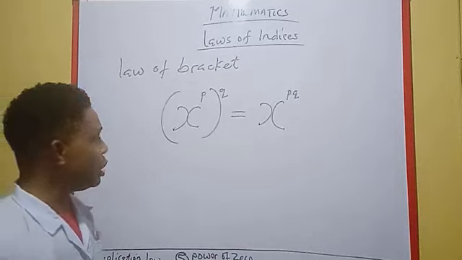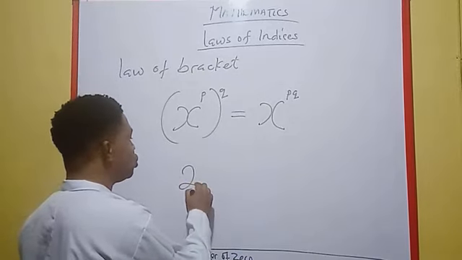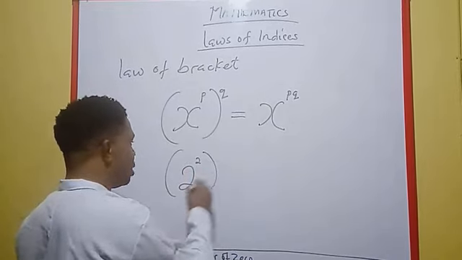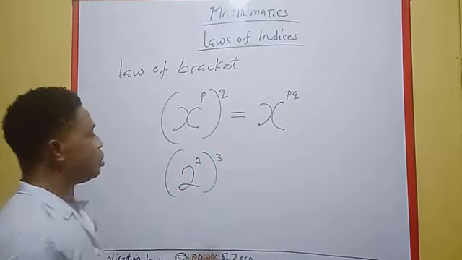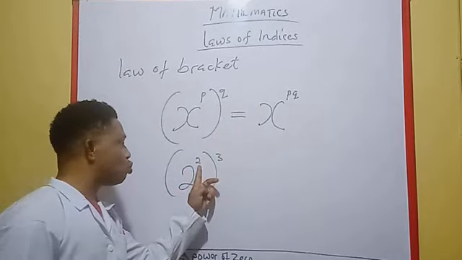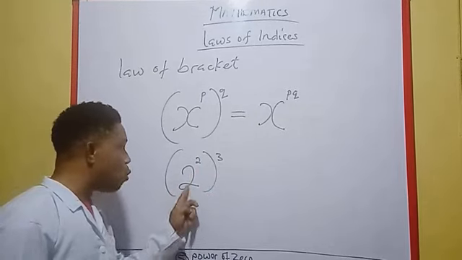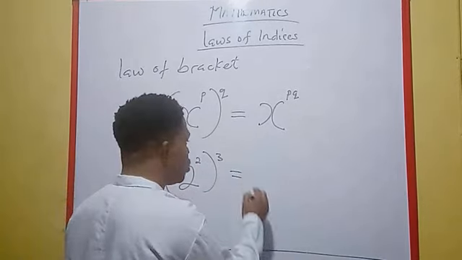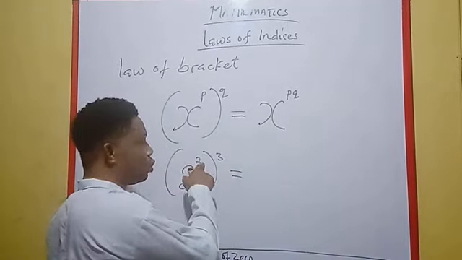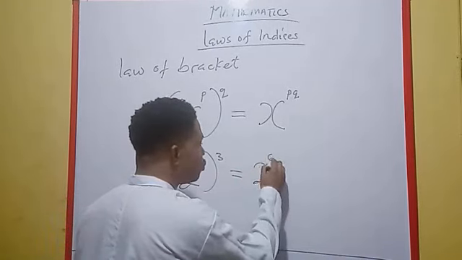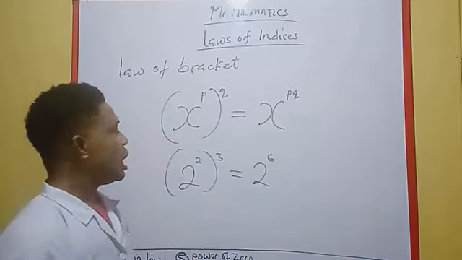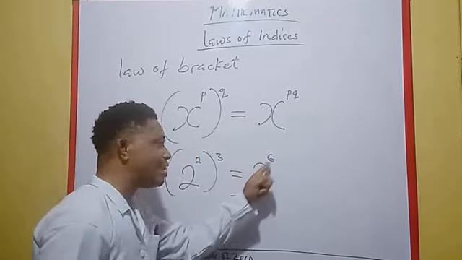Brackets. For example, I can have 2 raised to power 2, bracket, raised to power 3. This 3 is a power, the 2 is a power, but this 2 here is the base. Now, what do we do? You open the bracket. That means 2 times 3, you get 6. So it will now be 2 raised to power what? 6.